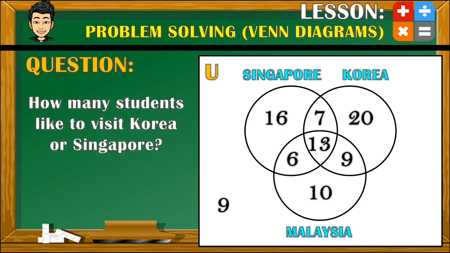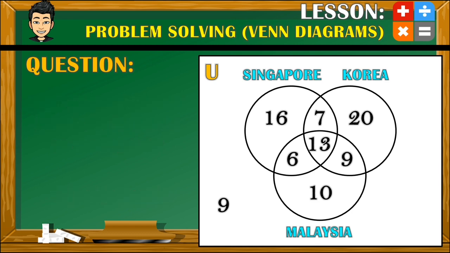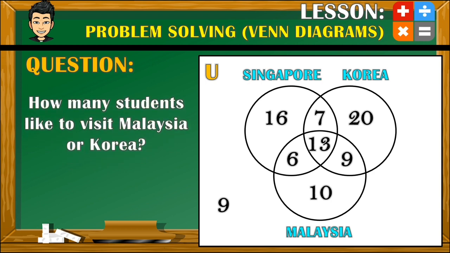How many students like to visit Korea or Singapore? We have 71 students. I-add lang natin yung 16, 6, 7, 13, 20, and 9. How many students like to visit Malaysia or Korea? So i-add natin yung 7, 20, 13, 9, 6, and 10. So we have 65 students.